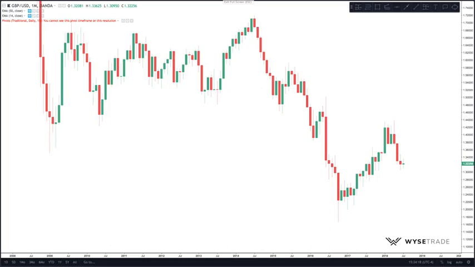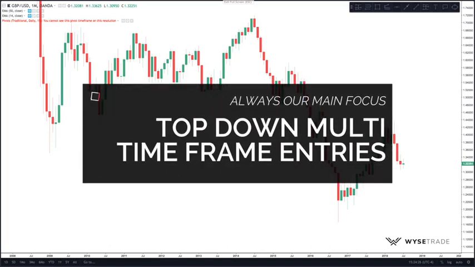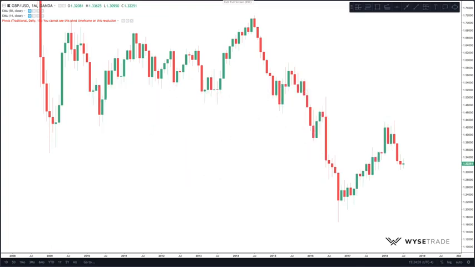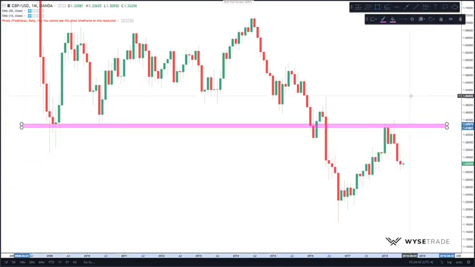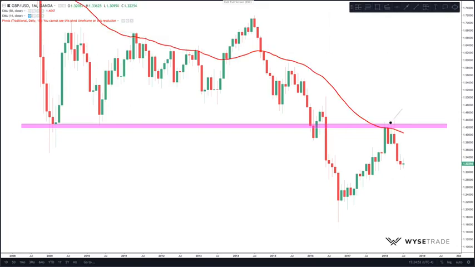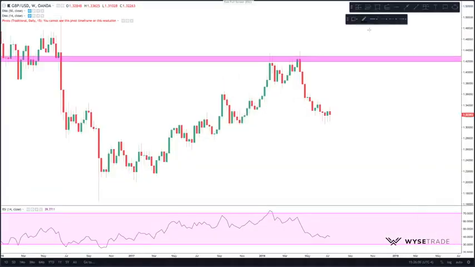Remember that great setups take time to develop, and our main focus is showing traders how to take high quality trades that follow our main core strategies, which is top-down multi-time frame entries. Starting with the monthly, we had multiple rejections of this key monthly dynamic level with wicks, as well as rejections of the 50 EMA that lines up perfectly.